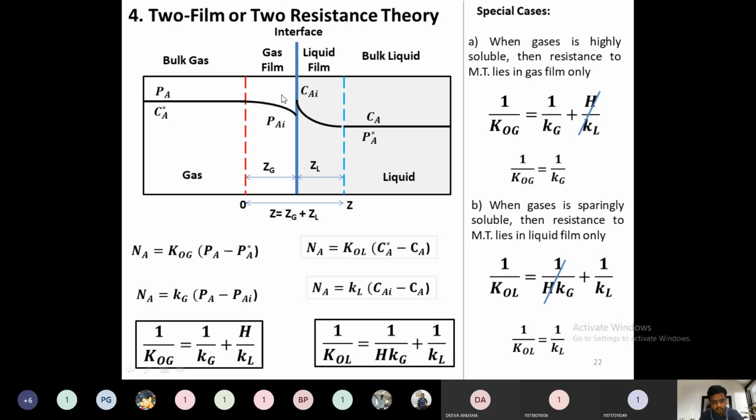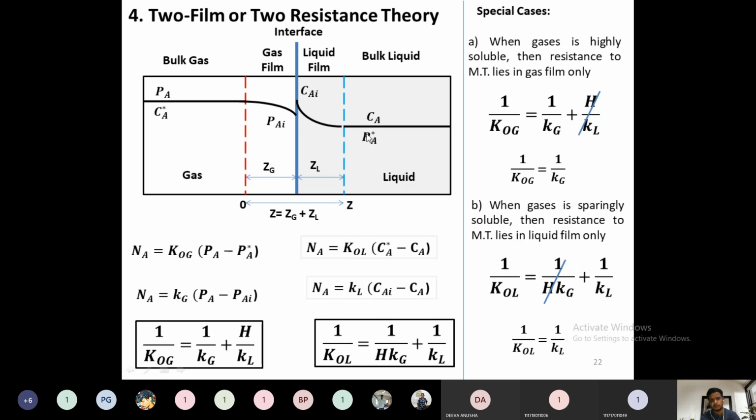Similarly, at the interface, these two are in equilibrium: the concentration in the liquid phase and the partial pressure in the gas phase. According to Henry's law, we can define the relationship between them such that PAI is equal to H into CAI, because these two are in equilibrium at the interface. So PAI is equal to H into CAI, and similarly PA is equal to H into Ca star.